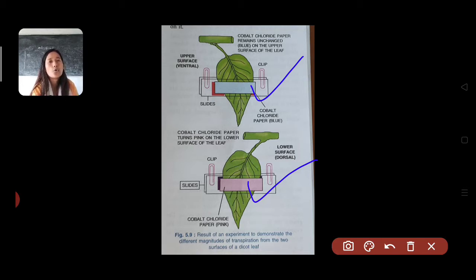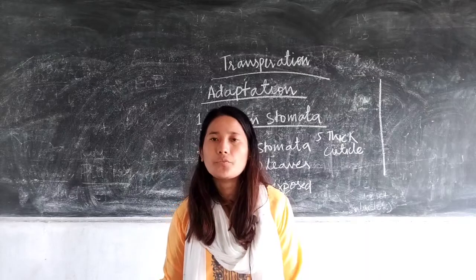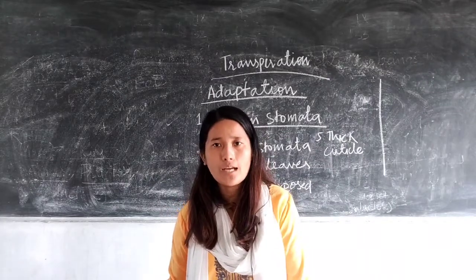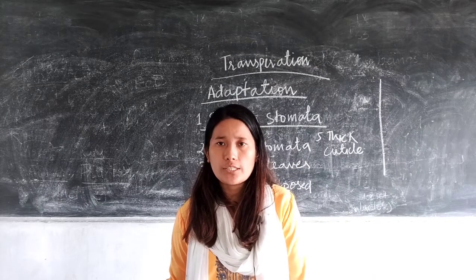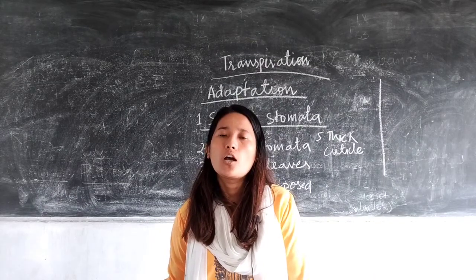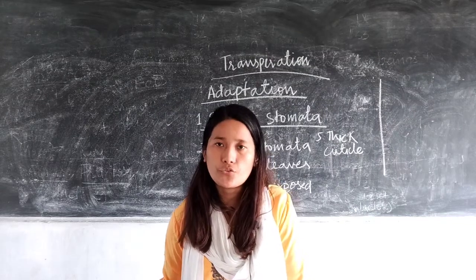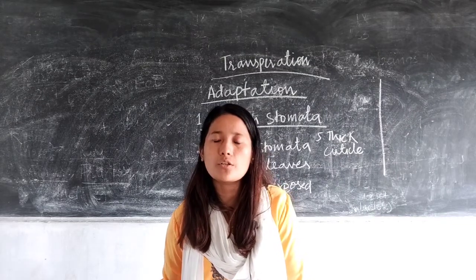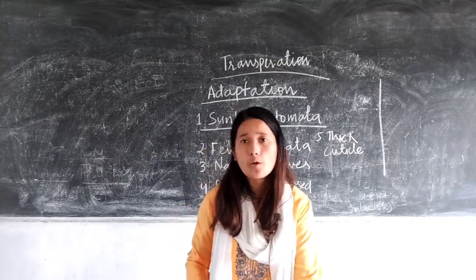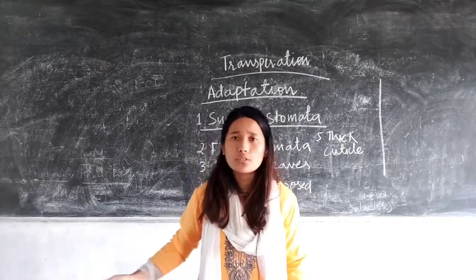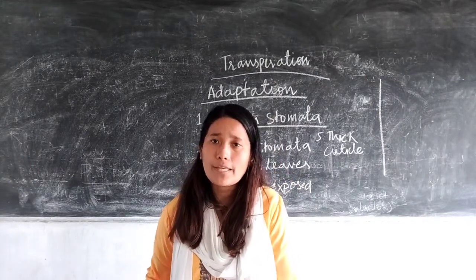Next we will be discussing the adaptations brought about by some plants in order to reduce the rate of transpiration. These are adaptations of plants in a region where the water content is very low, so they cannot let a large amount of transpiration occur. Because if the rate of transpiration is more than what is being absorbed by the roots, that will lead to wilting of the plant, and eventually they may even die off.